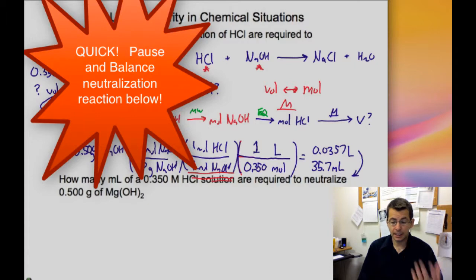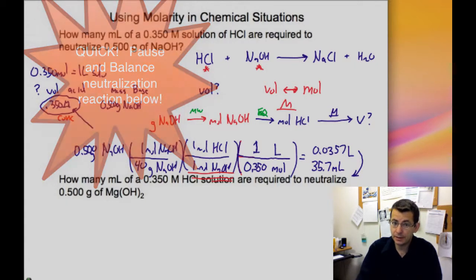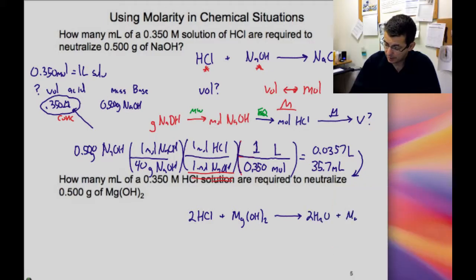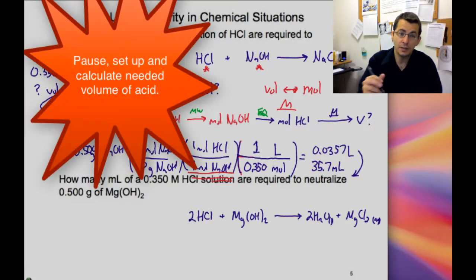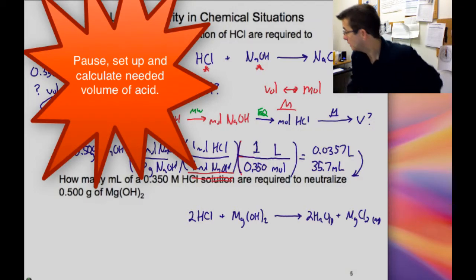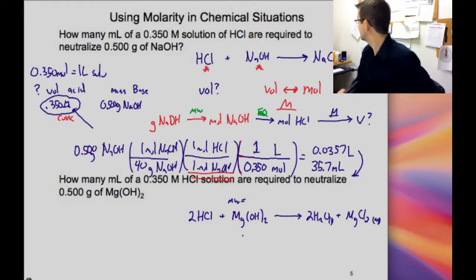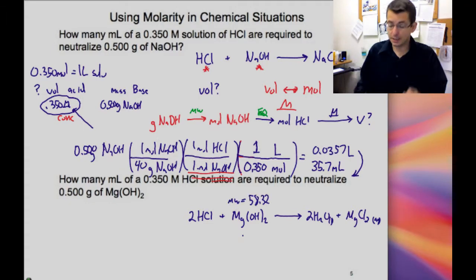Now, let's set up and do another problem, exactly the same, using a different formula. And here we have the fact that 2 HCl are required to react with magnesium hydroxide to produce 2 waters and magnesium chloride. I'll let you set that up. The molecular weight of magnesium hydroxide is equal to, again, the process is very similar.